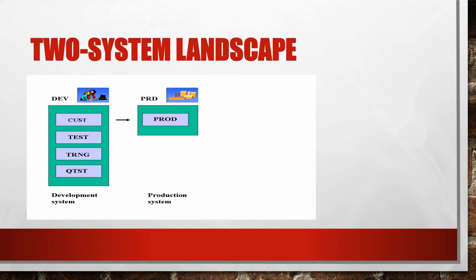The disadvantage of a two system landscape is that cross client data is used in both the customizing and quality clients, that means in development and quality clients, since it is a single system that is being used. This means that any changes that are made to the cross-client data in the customizing client can affect the test in the quality assurance client.